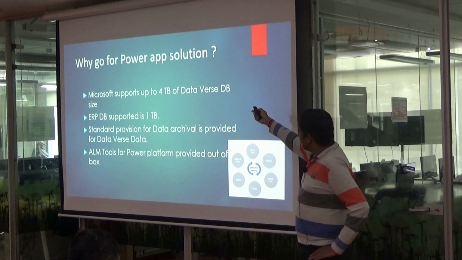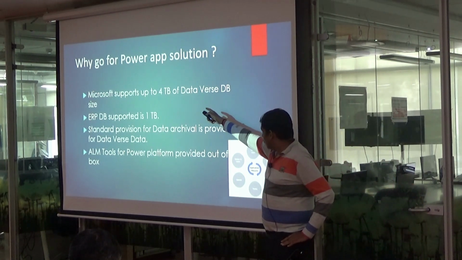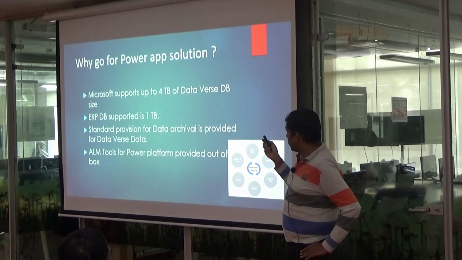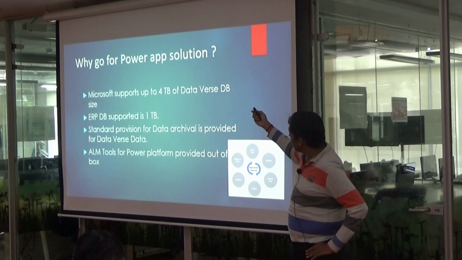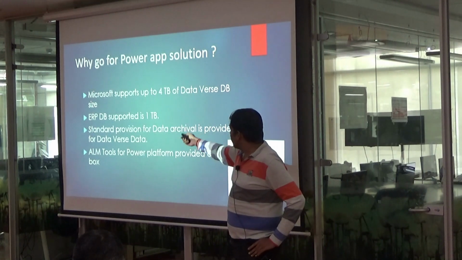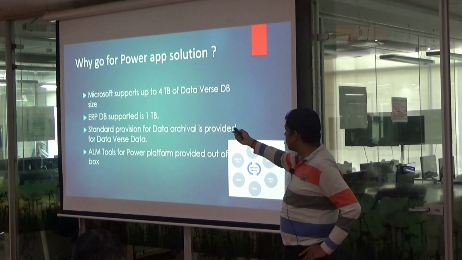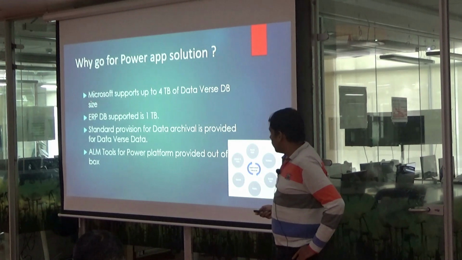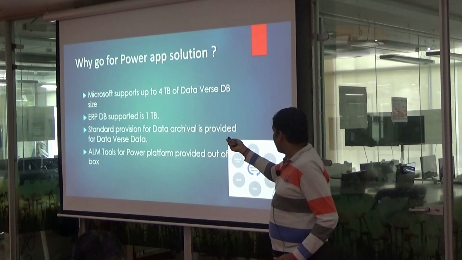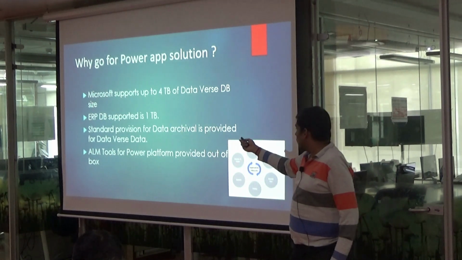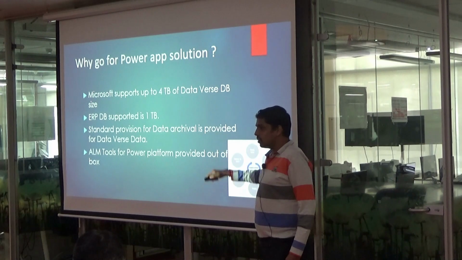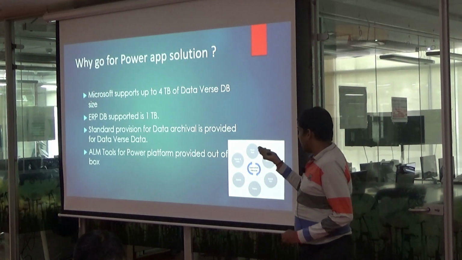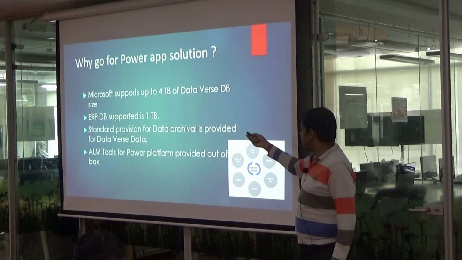And the data size that is supported in the database, the Dataverse, you can store up to 4 TB of data volume in the Dataverse tables. So this is more than what the ERP database supports. This is one of the selling points, because the ERP database only supports up to 1 TB. After 1 TB is reached, you have to archive or refresh the data. But your Dataverse can support up to 4 TB of data. And for data archiving, once your limit is reached, the feature is provided by Microsoft out of the box. So there is no extra effort that you have to take for creating this data archiving feature.